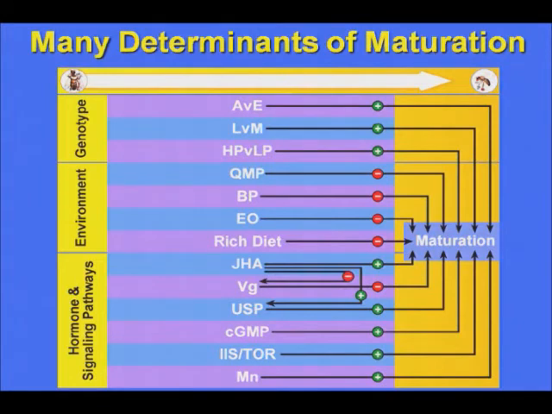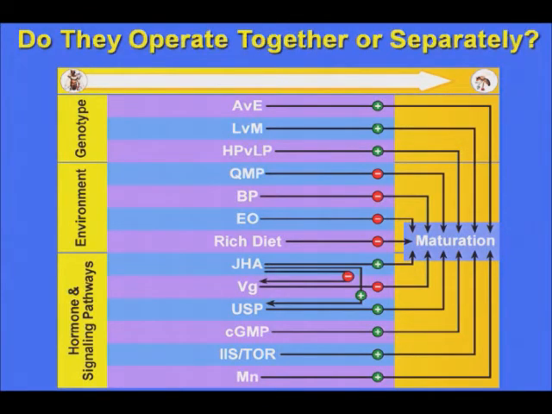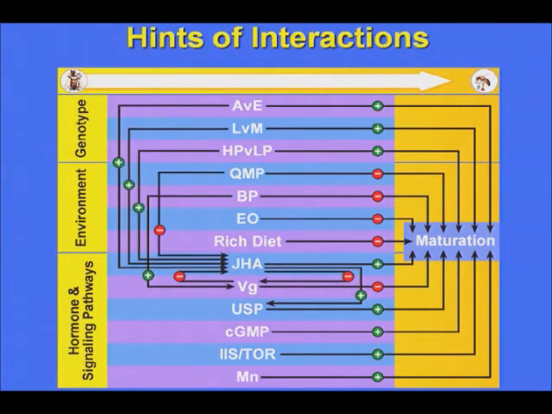Some are genetic, that is, there are different strains of bees that vary in their rate of behavioral maturation. Some bees grow up faster than others. There are environmental or social factors, such as the pheromones, QMP, BP, ethyl oleate, the one that I've showed you the data for. There are also nutritional factors that affect rate of behavioral maturation. And then going down the line, there are hormone and signaling pathways involved. Juvenile hormone, a prominent one, vitellogenin, a signaling molecule associated with juvenile hormone, and so on and so forth.